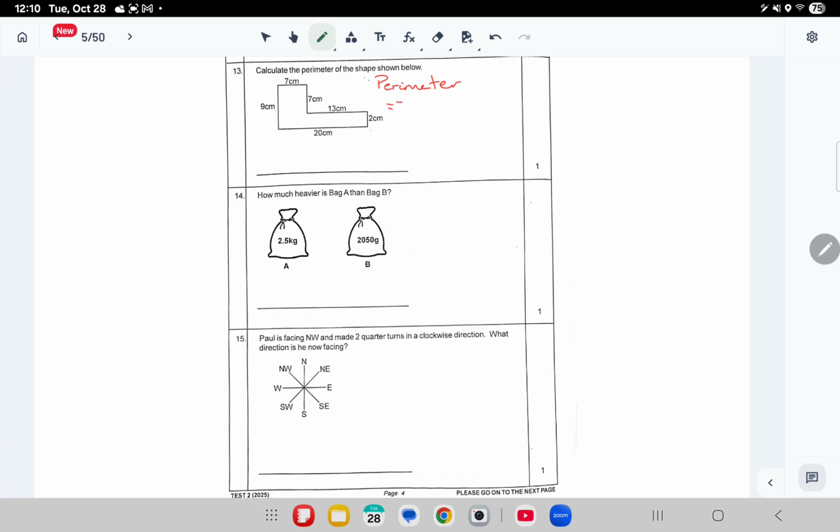So to calculate the perimeter, we add 7 centimeters, add 7 centimeters, add 13 centimeters, add 2 centimeters, add 20 centimeters, add 9 centimeters. This will give us a total of 58 centimeters.